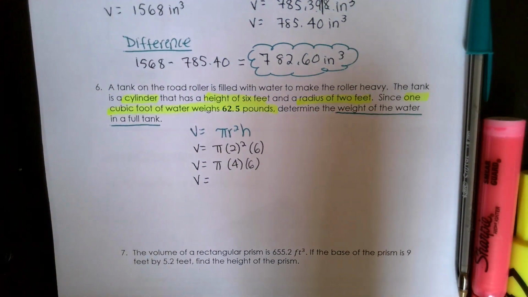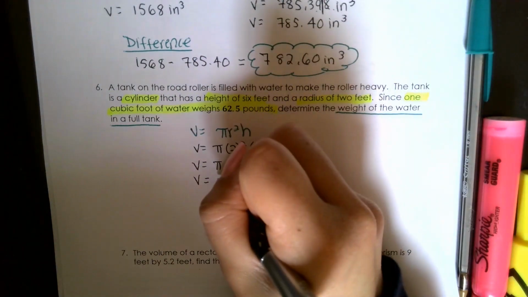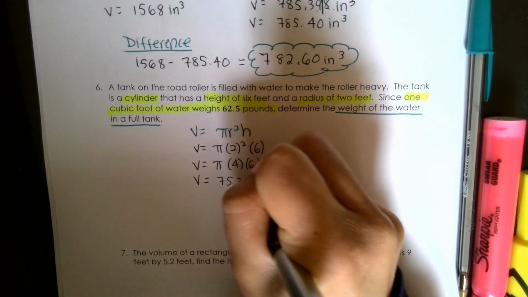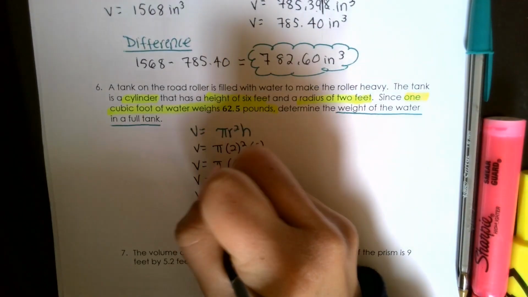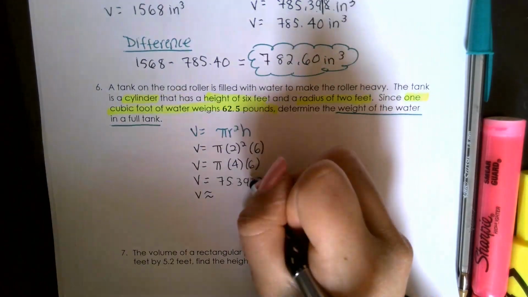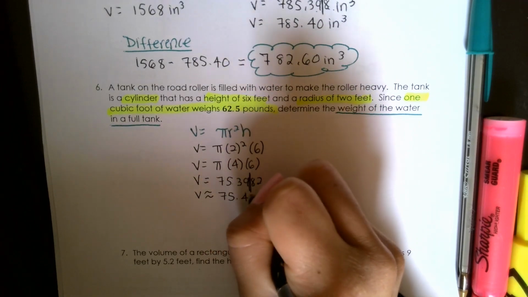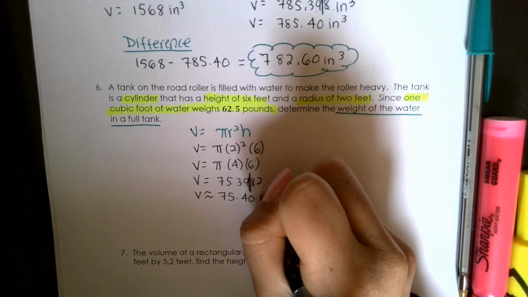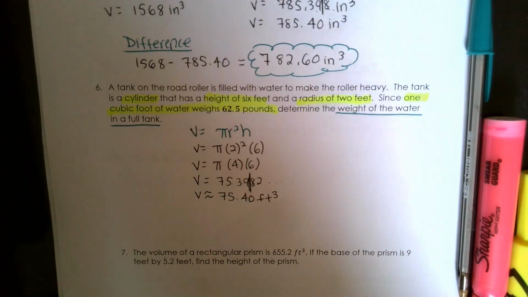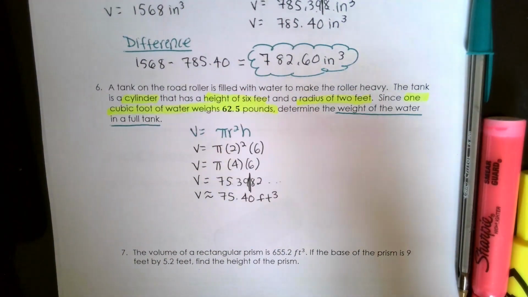Now we're going to approximate it, so it's going to be 75.3982, and so on. I'm going to round to the nearest hundredth, so it goes up again, so 75.40, and this is feet cubed. That's approximately what we have.